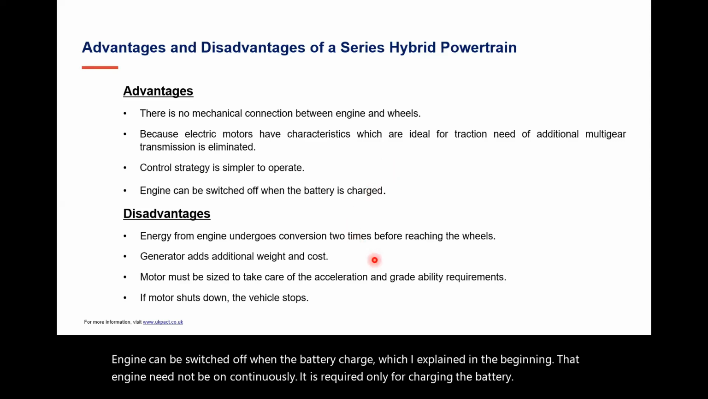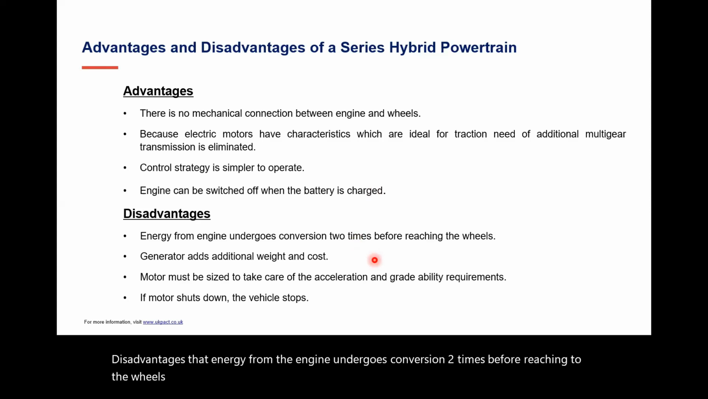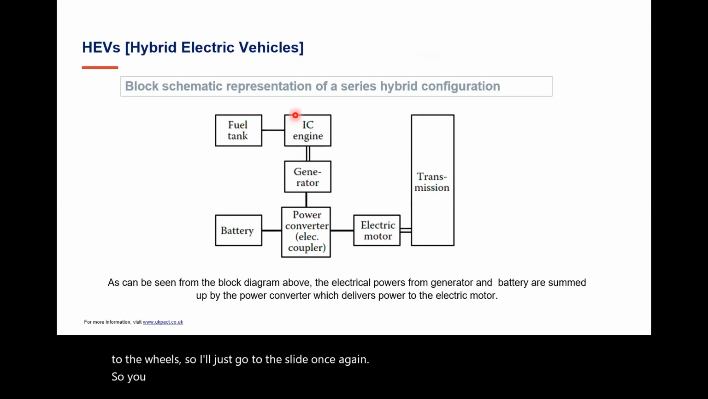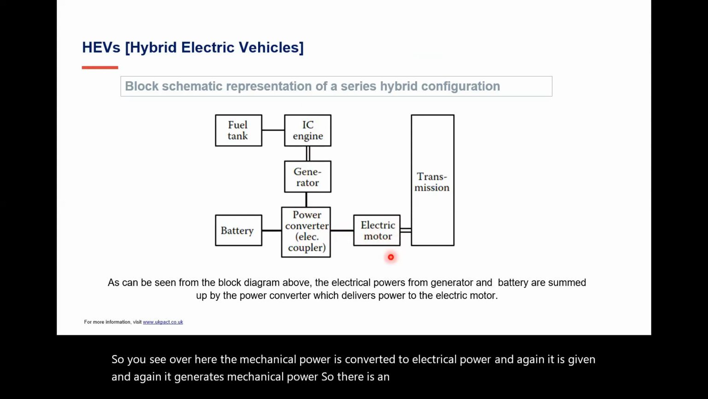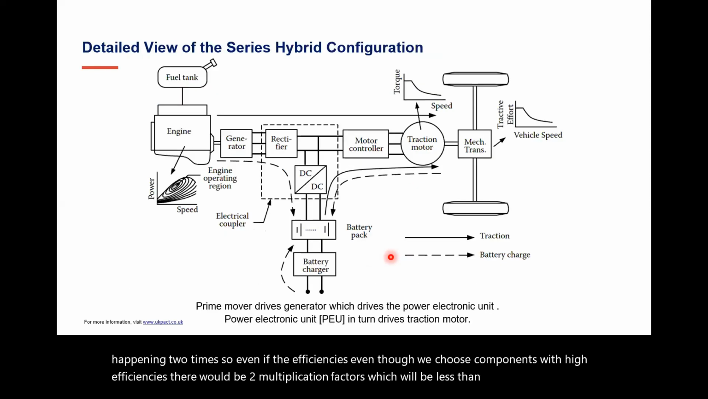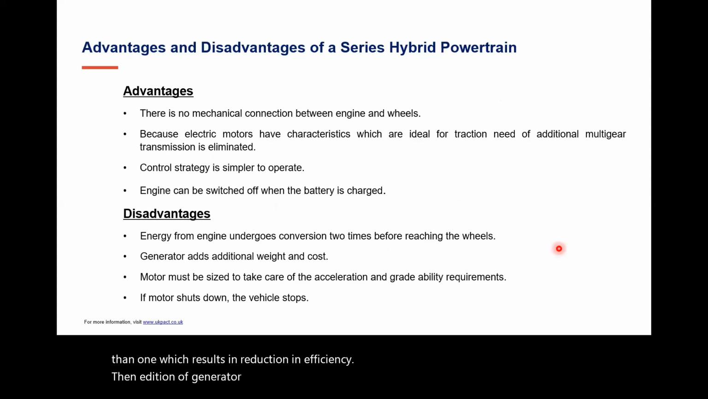A disadvantage is that energy from the engine undergoes conversion two times before reaching the wheels. I'll just go to this slide once again. You see over here, the mechanical power is converted to electrical power, and again it generates mechanical power. So there is an energy conversion happening two times. Even though we choose components with high efficiencies, there will be two multiplication factors which will be less than 1, which results in a reduction in efficiency. Then the addition of a generator adds additional weight and cost. This is the second disadvantage.